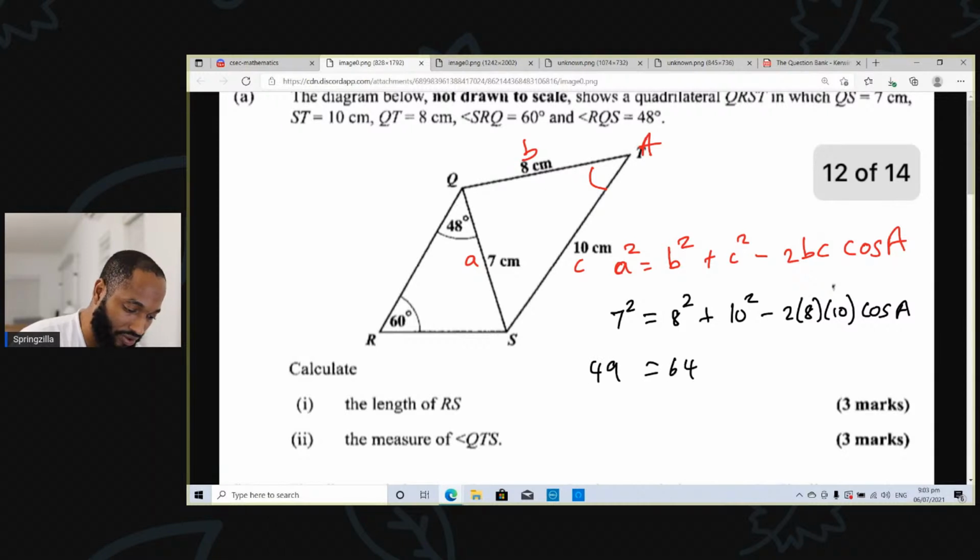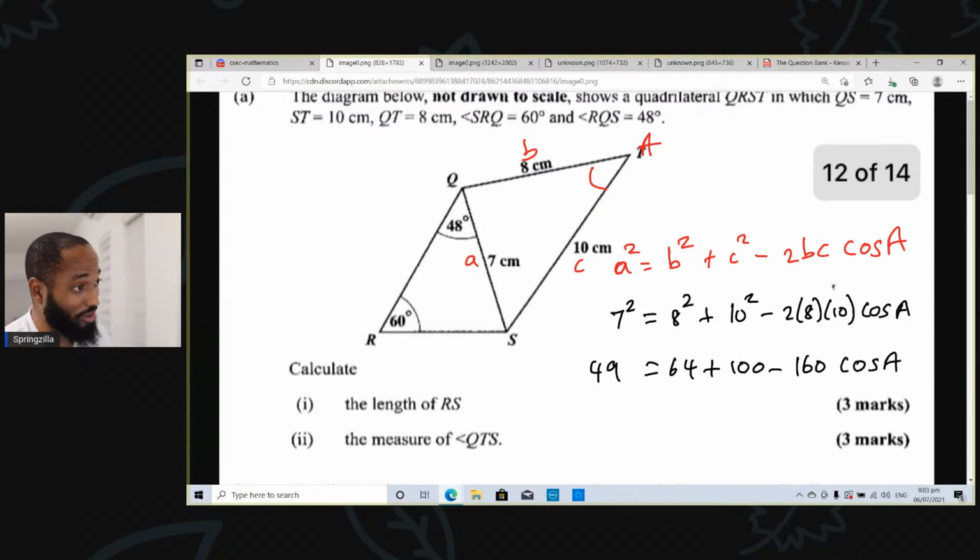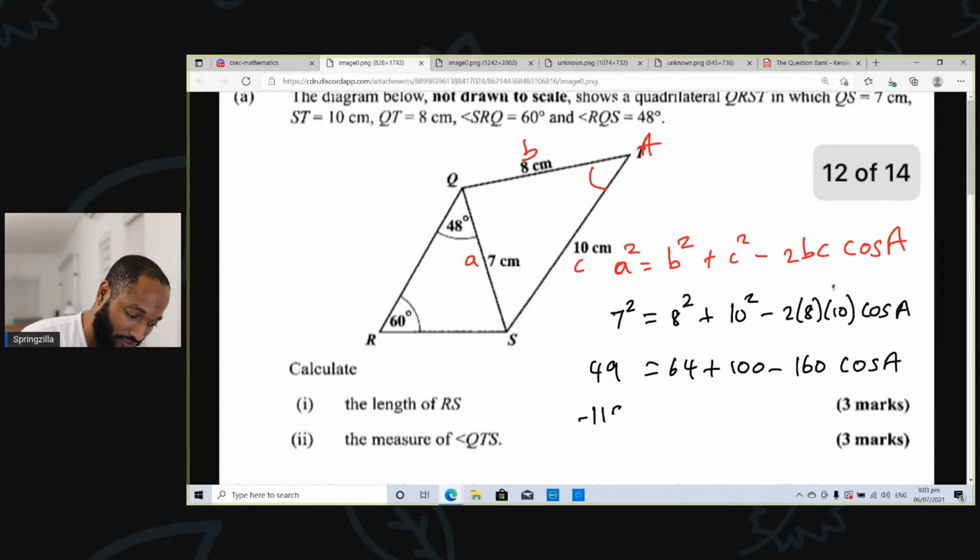49, 64, 100, 160 cos A. Don't do nothing stupid, eh? Let's take this 49, subtract that, then divide by 160. What are you using? I'm using a note. 49 minus 64 minus 100. Again, negative 115 divided by negative 160 is equal to cos A.